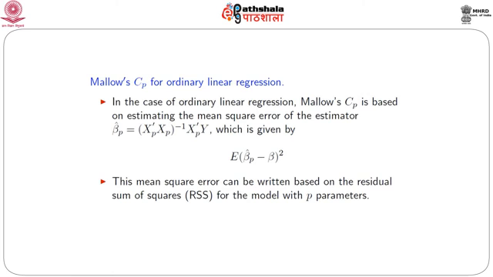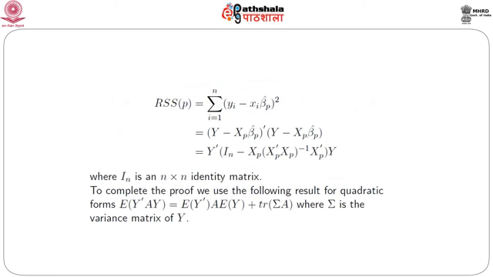This means square error can be written based on the residual sum of square for the model with p parameters. So, the residual sum of square p equals summation i equals 1 to n of (y_i minus x_i beta p hat) whole square, which can be written as (y minus X_p beta p hat) prime (y minus X_p beta p hat), which equals y prime times (I minus X_p (X_p prime X_p) whole inverse X_p prime) y, where I_n is an n by n identity matrix.